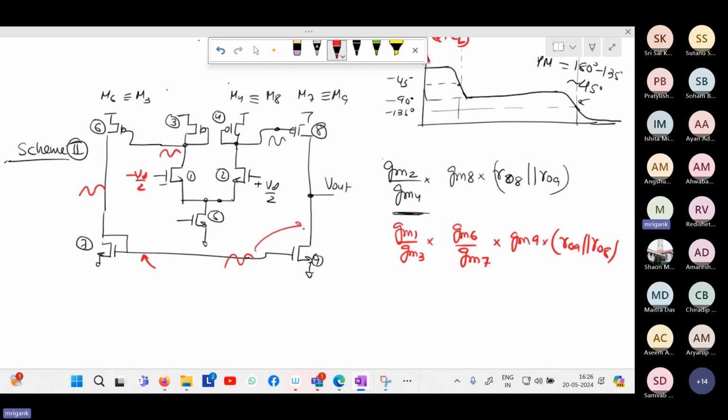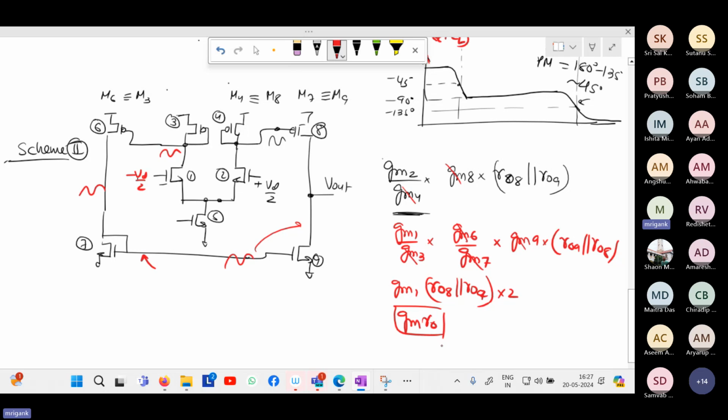Ultimately, I already mentioned that M4, M8 are same, so GM4 will cancel out. Likewise, in the second path also, I have mentioned M3, M6 are same, so this will cancel out. Also, I have mentioned M7, M9 are same, cancel out. Ultimately, GM1, GM2 are also same. So ultimately, you are left with an overall gain of GM1 times RO8 parallel RO9, into 2. So basically, GM RO.